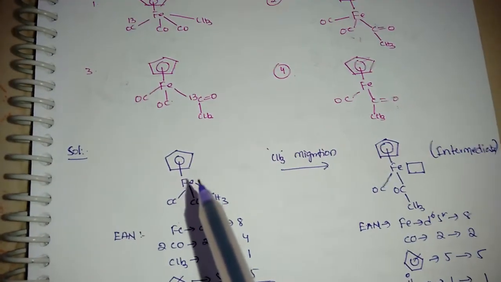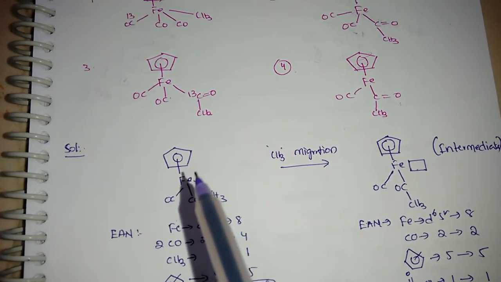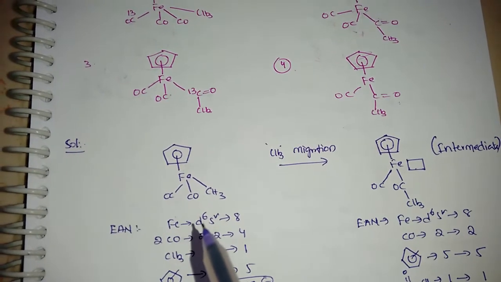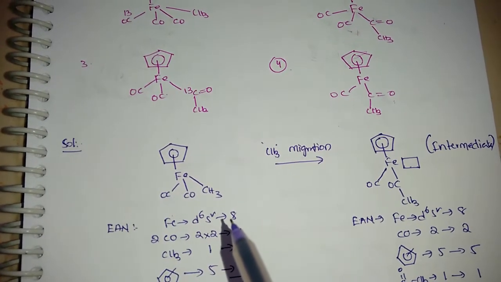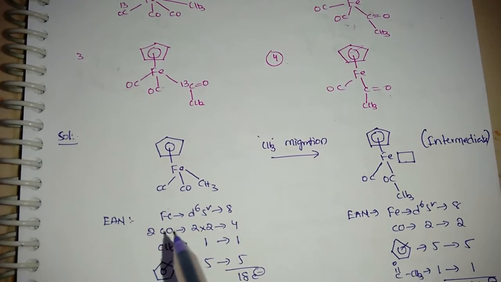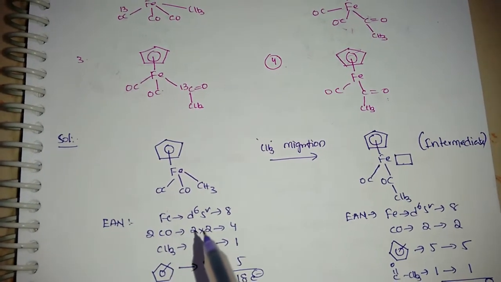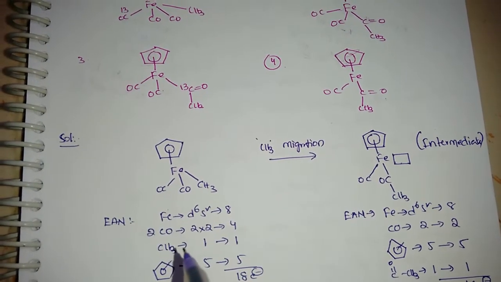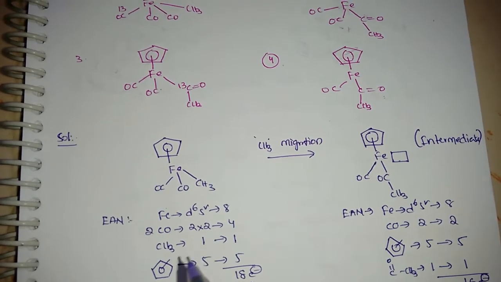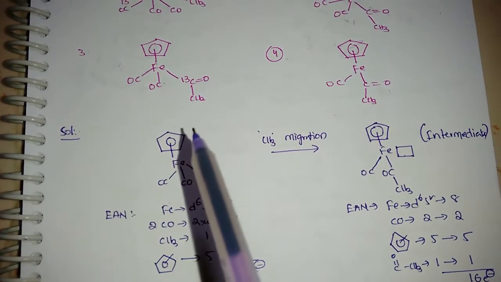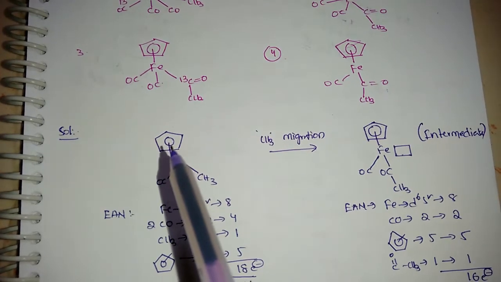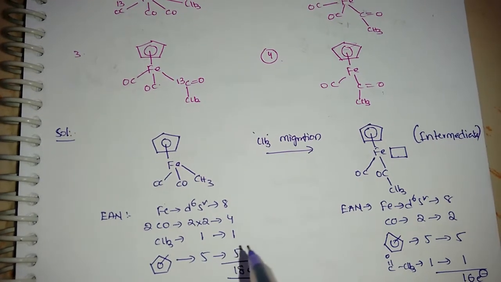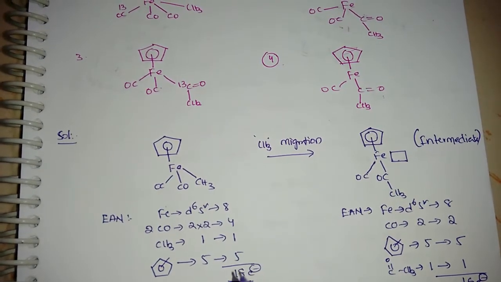First we have to look at this structure. To calculate this, we have to calculate the effective atomic number. The iron will have d6s2 configuration, so it has 8 electrons in its outer orbital. Carbonyl will contribute 2 electrons. We have 2 carbonyls here, so that gives 4 electrons, and methyl will give 1 electron, and this cyclopentadienyl is eta-5, that means it gives 5 electrons. Totally we calculate 18 electrons.